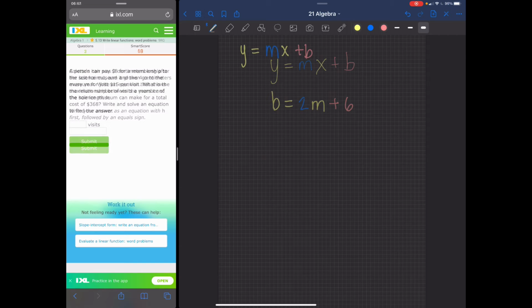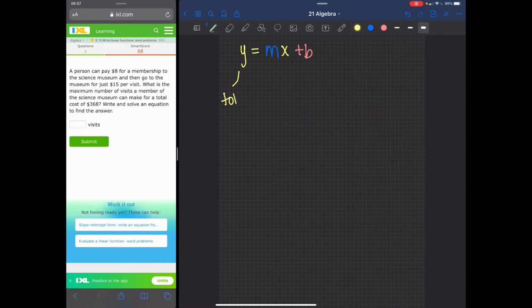And we're done. It costs $8 for a membership to the Science Museum, and then you go to the museum for just $15 per visit. What is the maximum number of visits a member of the Science Museum can make for a total cost of $368? Write and solve an equation to find the answer. So we're looking for the number of visits. The first thing we need to do is name our different parts. So I know that my total cost is going to be the y.